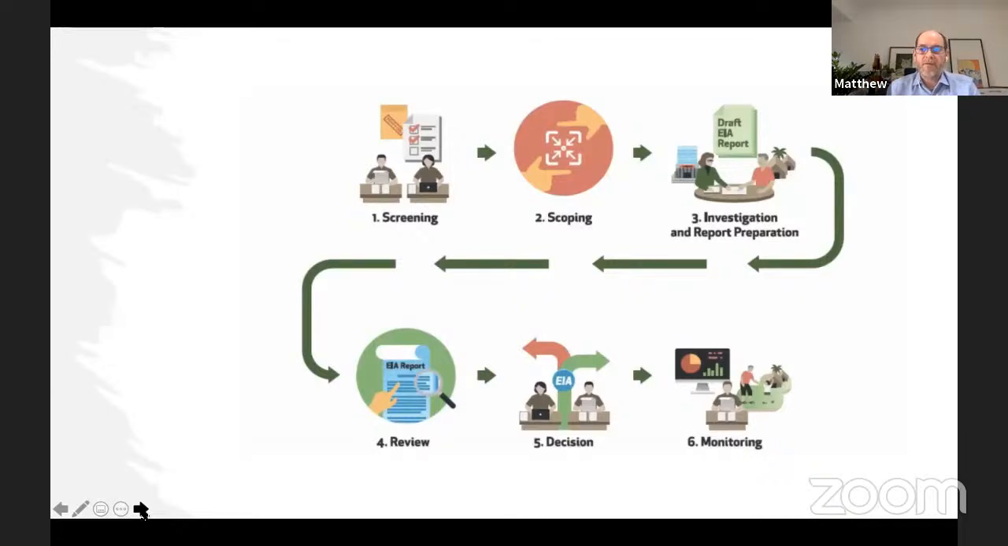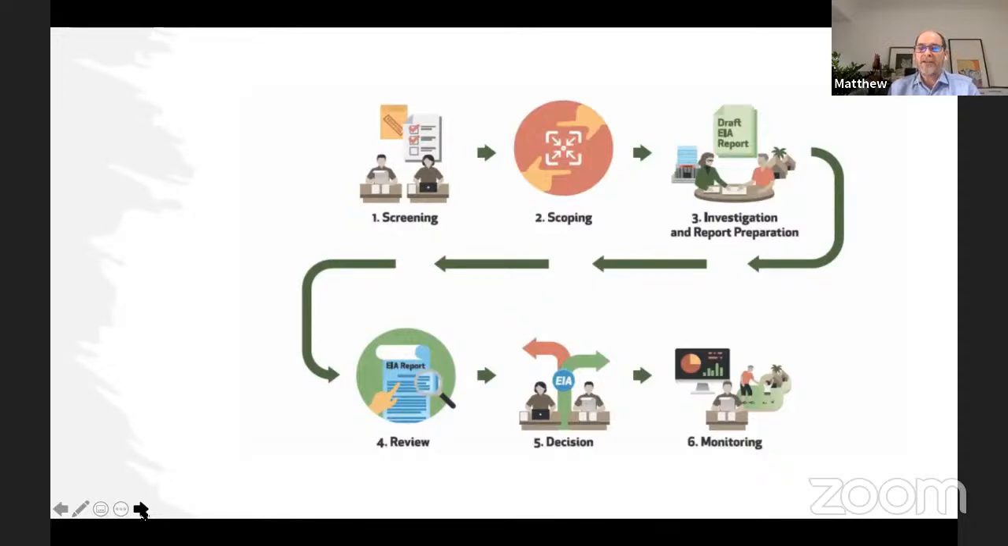And we've identified six steps, and these are the six steps that I've seen within EIAs that are very common within ASEAN and internationally. Screening, scoping, investigation and report preparation, review, decision-making, and monitoring. And at each point, certain people have different roles. The screening and scoping, screening is often carried out by government decisions. Scoping, again, is a matter that is up to the project proponent, often acting within the environmental impact assessment. That might require some approval by government.